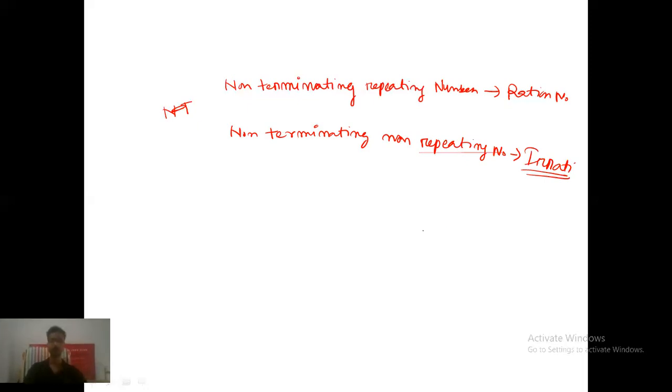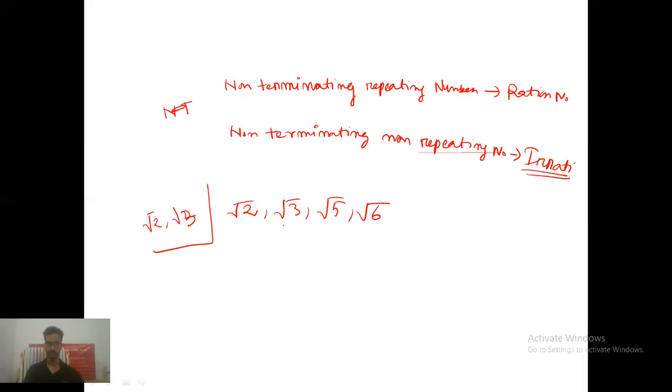So one example: suppose you are asked to give some example of an irrational number. The first thing that comes to your mind is the square root of a non-perfect square. Yes or no? Suppose root 2, then root 3, then root 5, then root 6. Again, you can write non-terminating, non-repeating. Suppose 1.135789. You can write anything. This is an example of an irrational number.